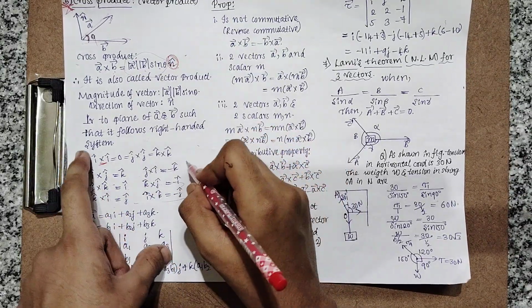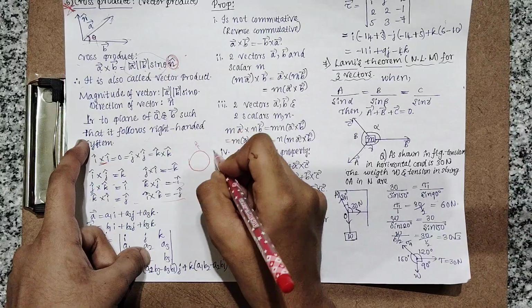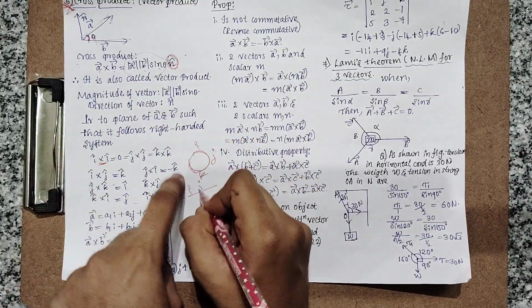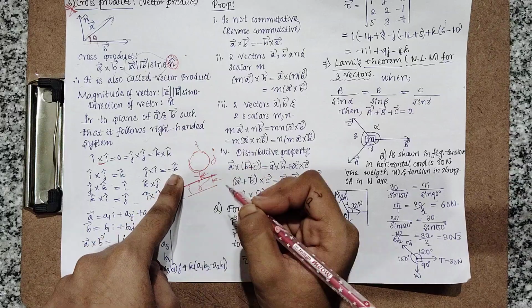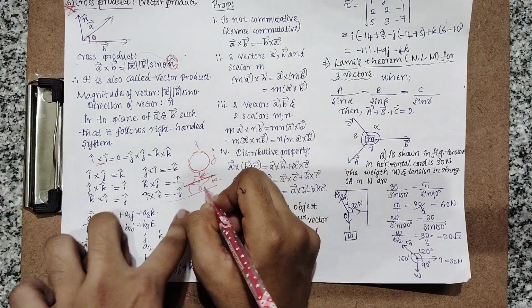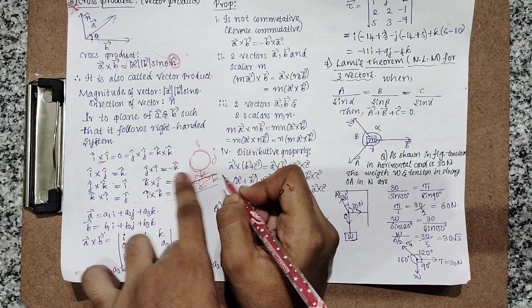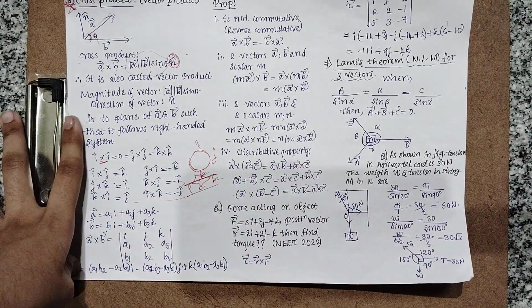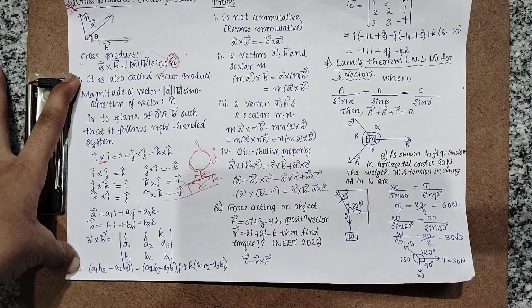If you go through the same order I, J, K, it will be positive. But if you go through the reverse order, that means J with I, then your answer will be negative. Okay, so let us learn how to make the cross product.